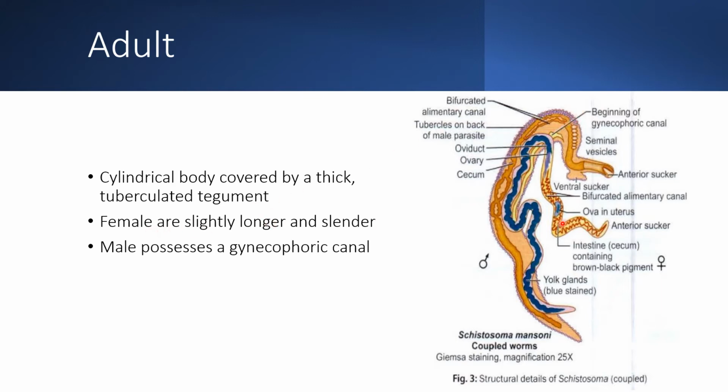And the female, on the right side here, is slightly longer and slender compared to the male, which is thick and short. The male has its gynecophoral canal, or the sex canal, on the ventral side, for the purpose of holding the female during copulation. It's like hugging the female adult worm during copulation.